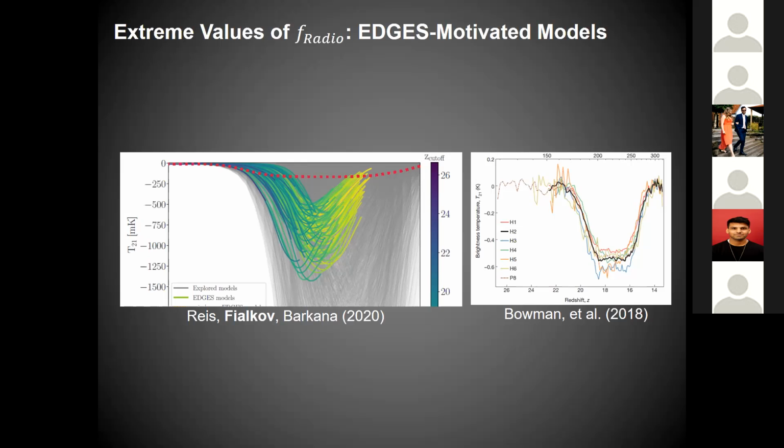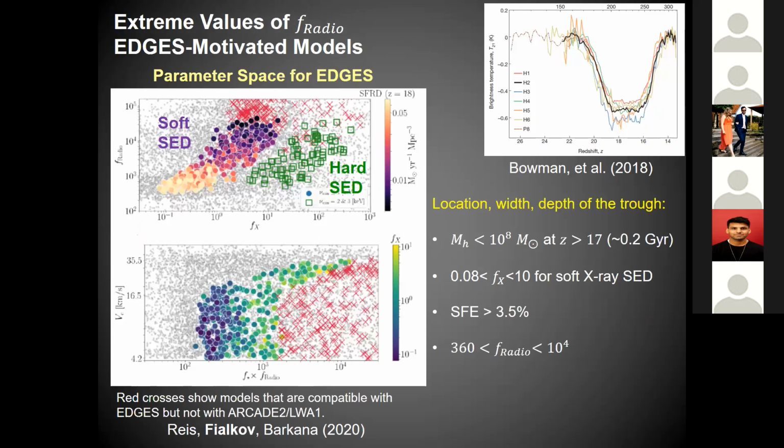So such signals would be very deep compared to normal cases shown here in the magenta line. This is the amplitude of standard astrophysical scenarios. And the amplitudes can be really deep, actually high. So again, we did a small parameter study to see what kind of astrophysical properties such sources would have in order to explain the EDGES signal.